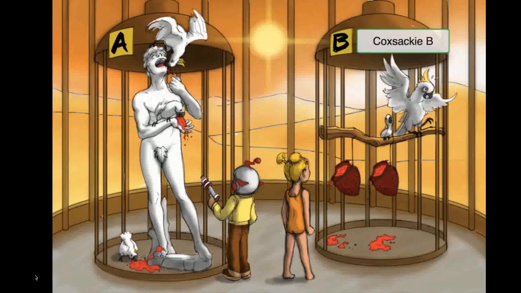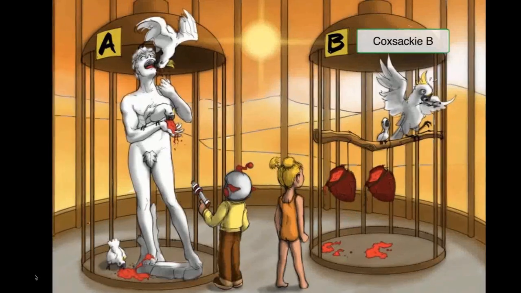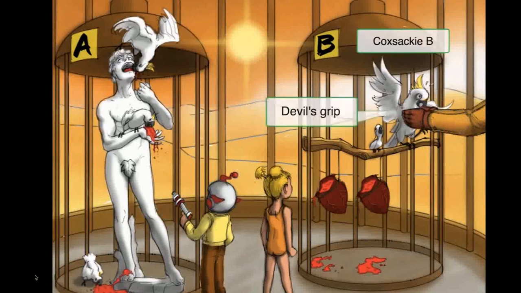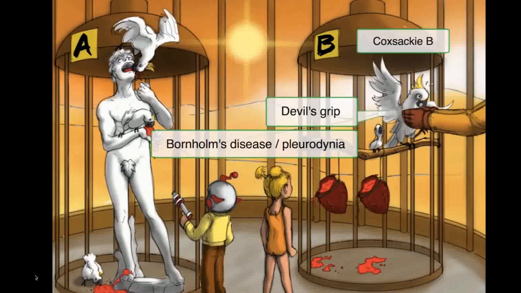Additionally, if you want to take your Coxsackie knowledge to the next level, there's one more thing that we want to include. We'll add a zookeeper reaching in and grasping the cockatoo by his chest. Notice it looks like the cockatoo is pretty uncomfortable with this. This is another clinical feature of Coxsackie B called the devil's grip, also known as Bornholm's disease and pleurodynia.